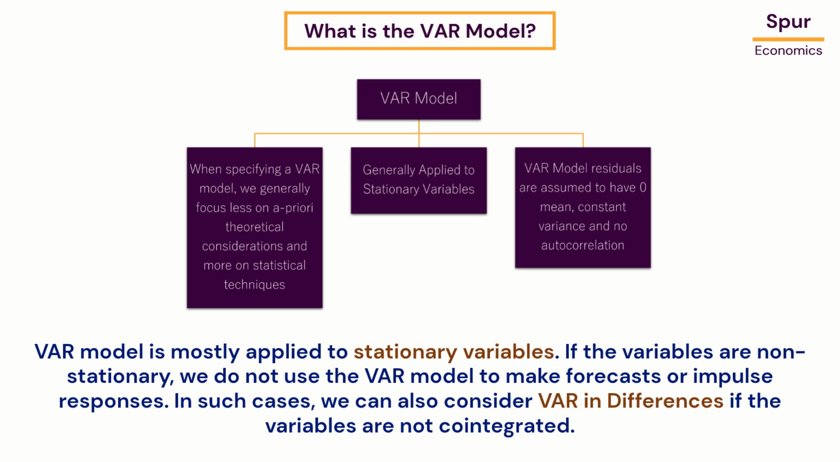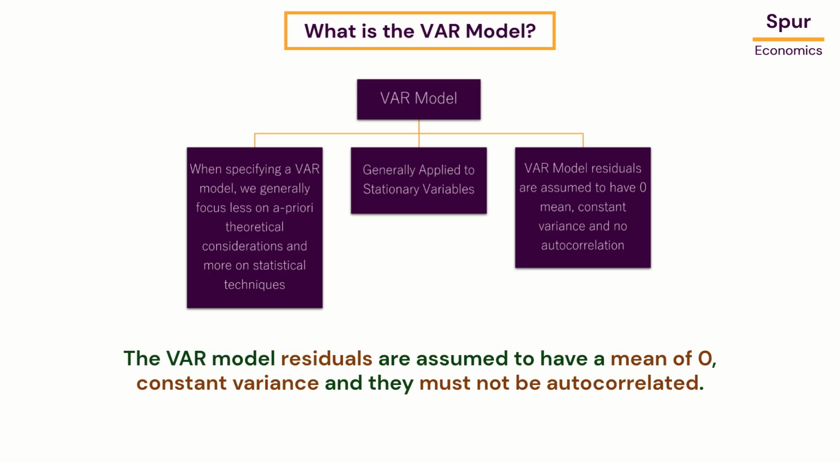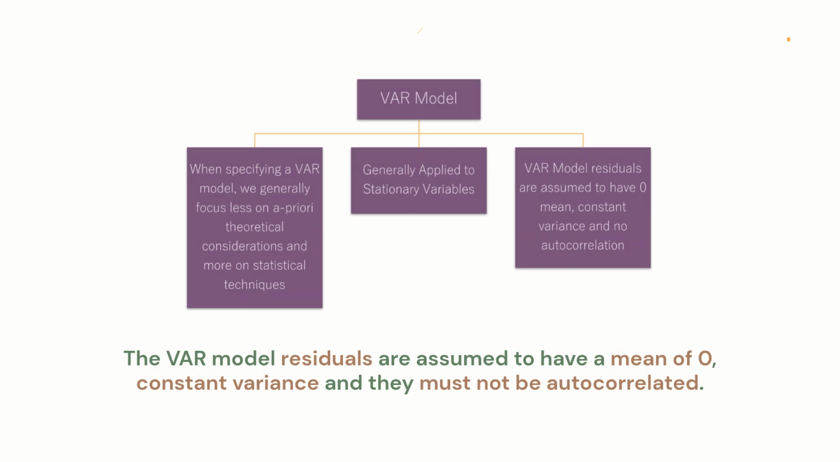VAR model is mostly applied to stationary variables. If the variables are non-stationary, we do not use the VAR model to make forecasts or impulse responses. In such cases, we can also consider VAR in differences if the variables are not cointegrated. The VAR model residuals are assumed to have a mean of 0, constant variance, and they must not be autocorrelated.